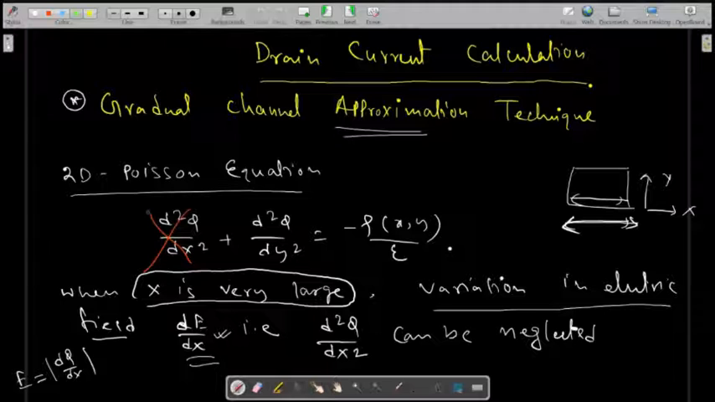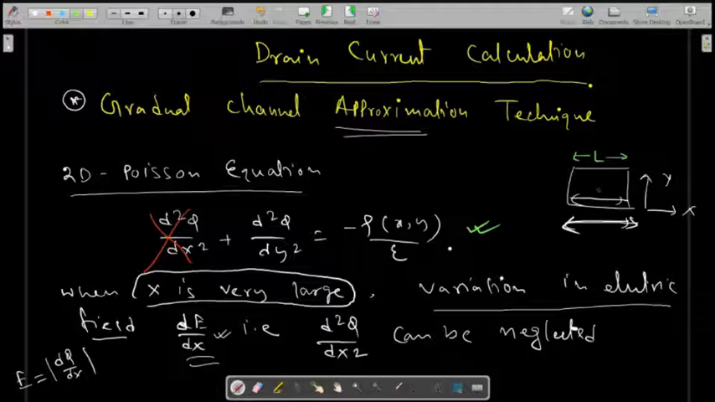That means in a device, if we write the Poisson equation, it comes in this form: d2 phi by dx square, where phi is the potential, plus d2 phi by dy square equal to minus rho by epsilon. So this is the general form of the Poisson equation in a device for two dimensions. But suppose in a device where the value of x is very high, suppose we are talking about a MOS transistor, this is the channel length L. So the L is large.